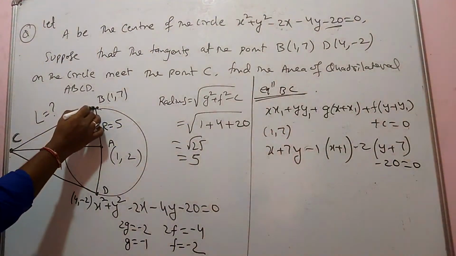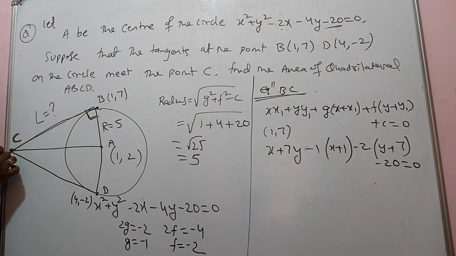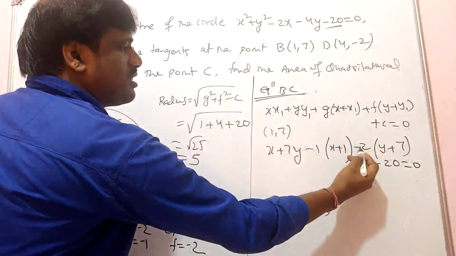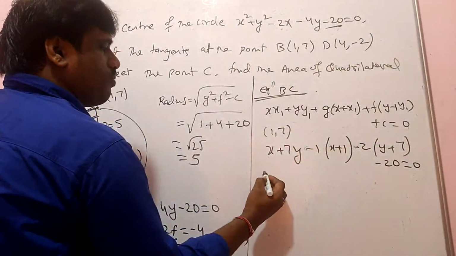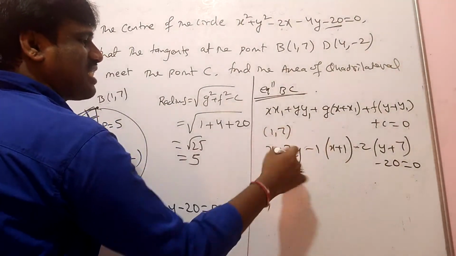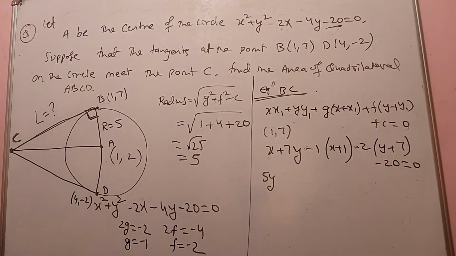So from this I am going to get the equation of the tangent BC. Now what I am going to do here is simplify this. 7y minus 2y, this is 5y. This x and minus x cancel out. So 5y you got.